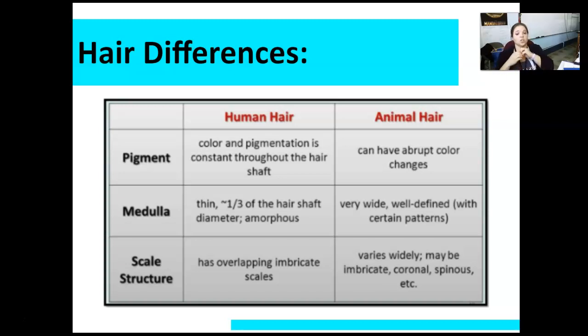Animal hair has a wide variety of medullas, well defined within certain patterns. Like you saw the cat had those like little circle things. Those are well defined patterns. The rabbit was the curlicues going up. The mouse had like little liney things going up. And scales, that's on the cuticle. It's overlapping for ours. If you've seen any commercials with shampoos, they typically show you the cuticles. Ours overlaps each other, whereas animals have a wide variety. Maybe imbricate, coronal, spinous, kind of looks like spines, and so on and so forth. Like lots and lots of different types of scale structure.